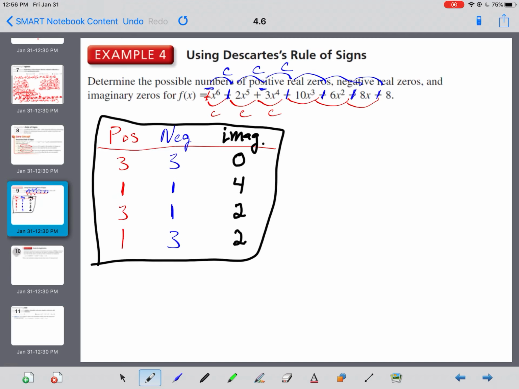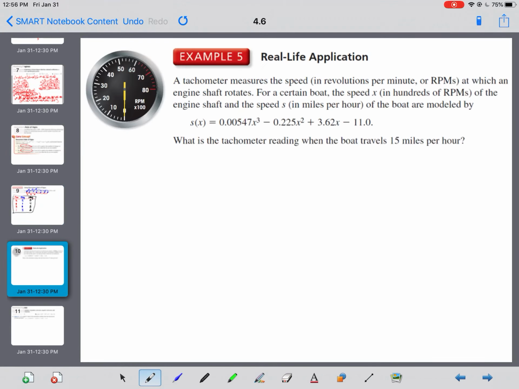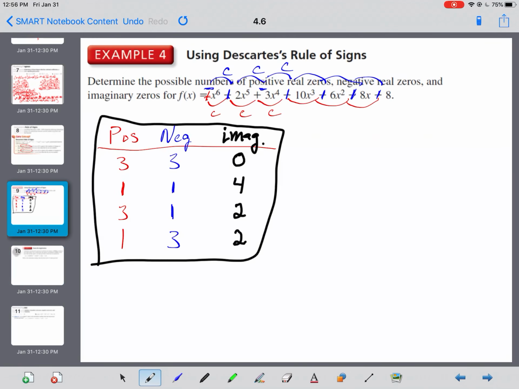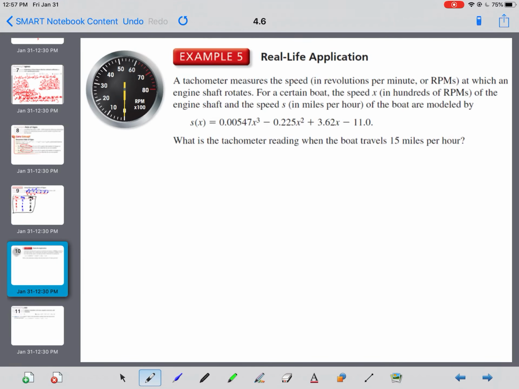If I had 3 and 3, I'd have none. If I had 1 and 1, I'd have 4. If I had 3 and 1, I'd have 2. If I had 1 and 3, I'd have 2. And then I could check and graph it and see what I actually get. That's how that works. Lastly, the word problem.